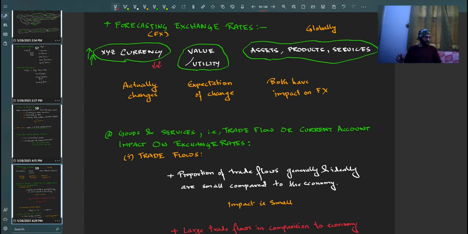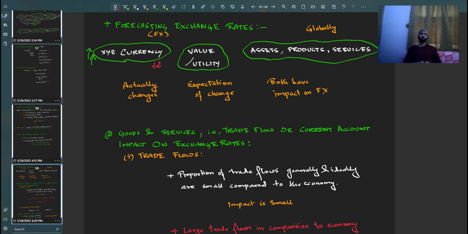Now, in effect, the currency impact is a balance of all the three factors because none of them are constant. The money supply is changing, the value or the utility of the assets, products and services is changing. The amount of assets, products and services a particular currency is denominating is also changing. So every factor is changing. Therefore, it is basically a net effect of the movement of all these three factors, right?